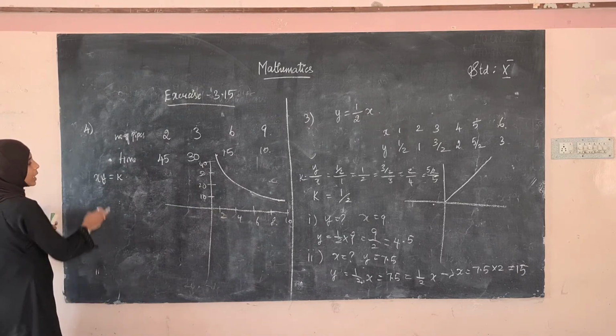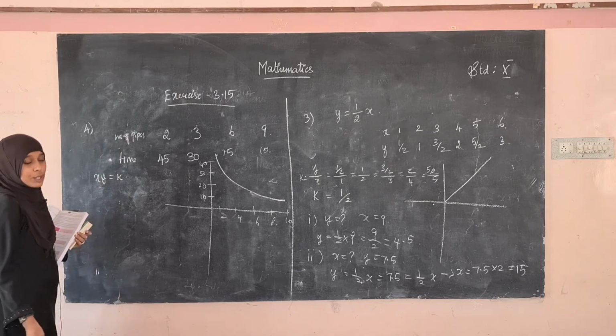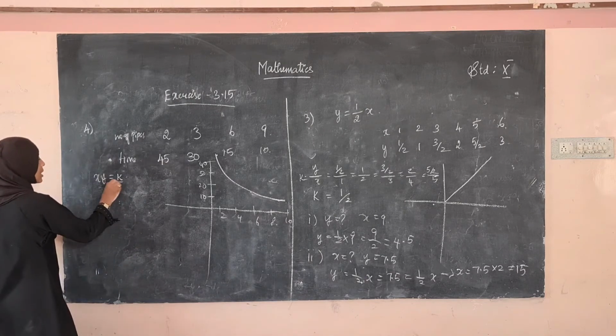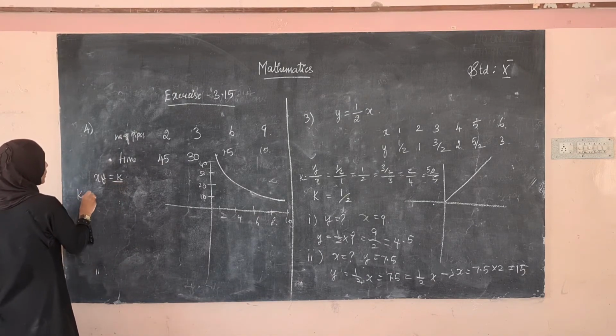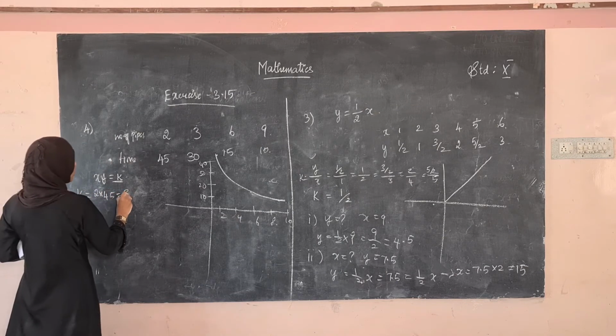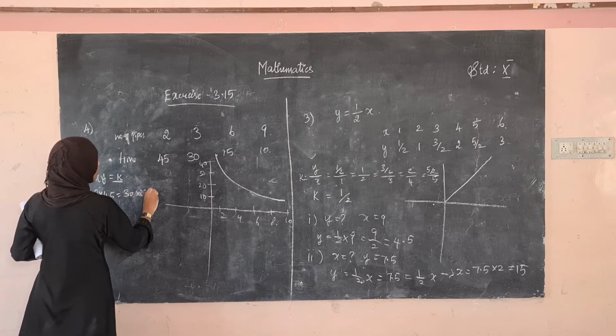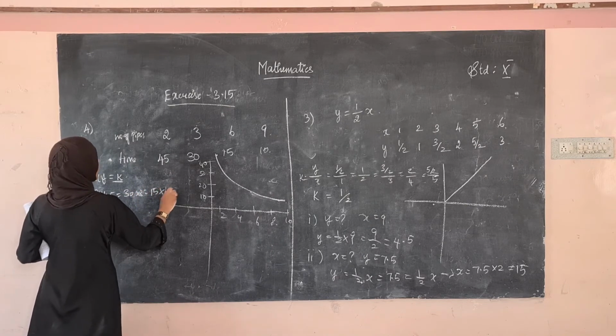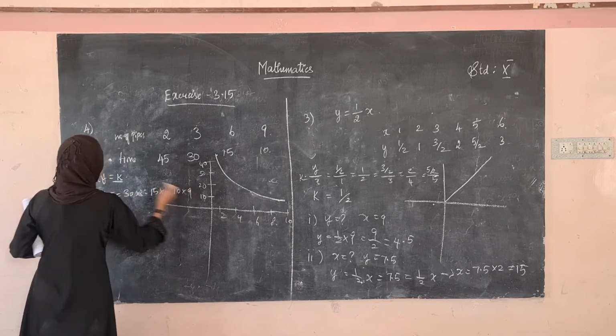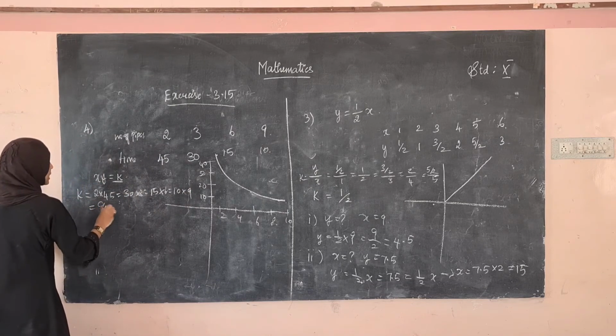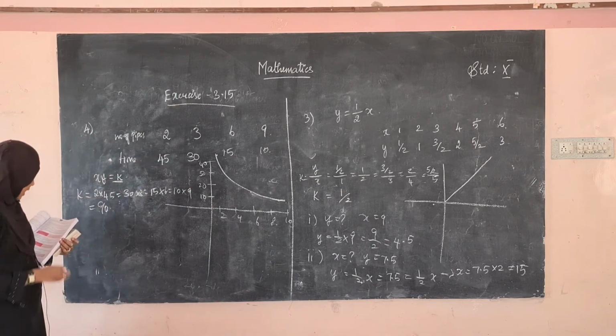Okay, for this shall we find the constant of variation? Constant of variation is k. So k is equal to 2 into 45 is equal to 30 into 3 is equal to 15 into 6 is equal to 10 into 9. What's the constant of variation? It is 90. The value of k is 90.